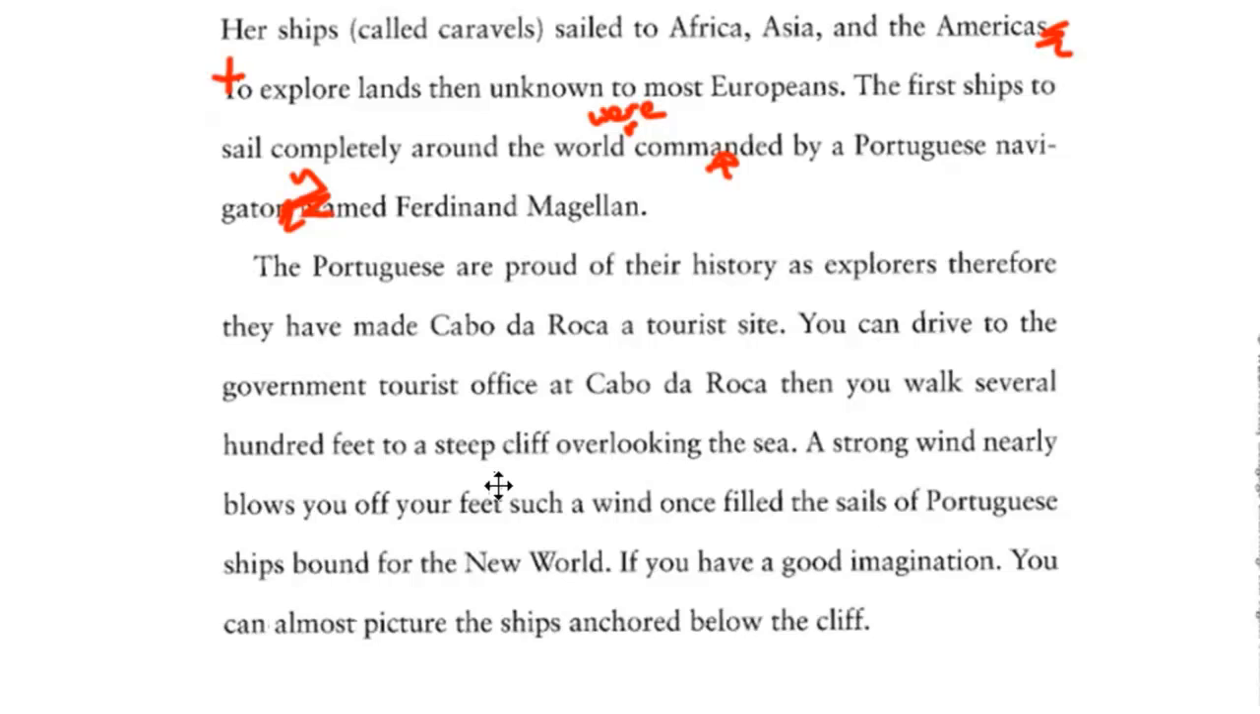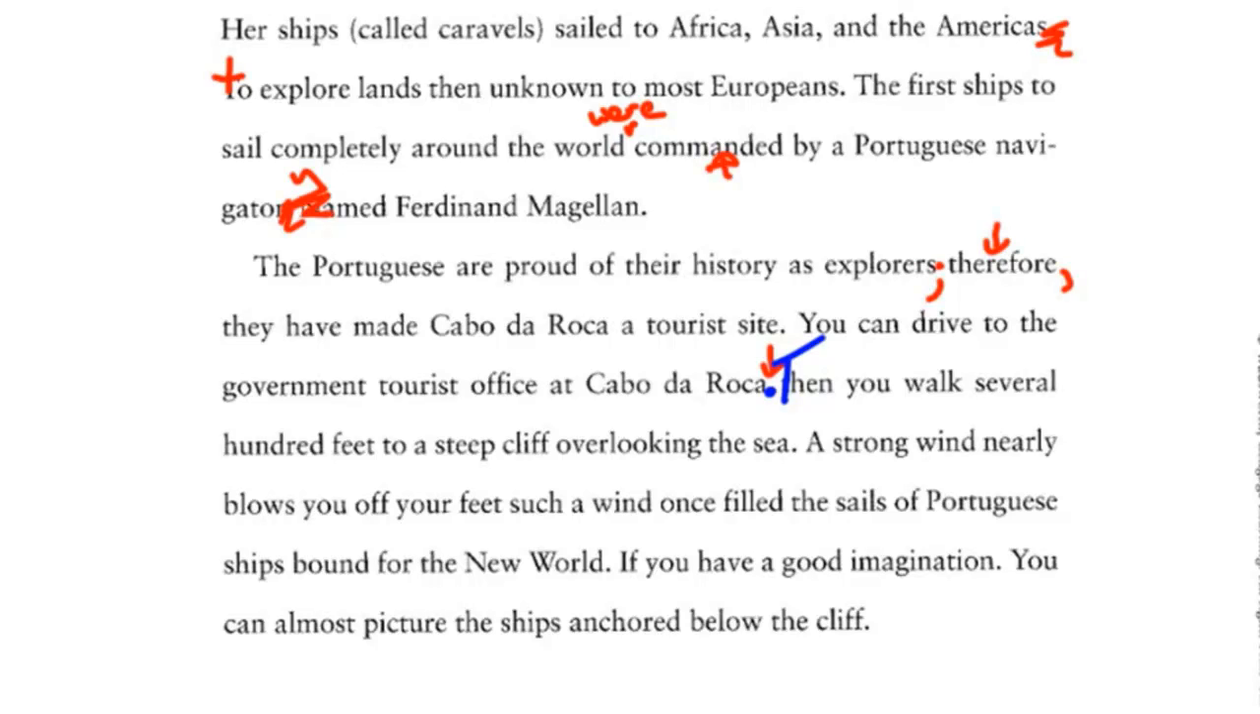The Portuguese are proud of their history as explorers, therefore they have made Cabo da Roca a tourist site. So here, the problem is not that we don't have all the right words, it's that we don't have all the punctuation. So therefore is connecting two complete sentences here, but we need to put a semicolon after explorers and a comma after therefore. You can drive to the government tourist office at Cabo da Roca, then you walk several hundred feet to a steep cliff overlooking the sea. This is definitely a break between two complete sentences. So I want to put a period after Roca and capitalize then.